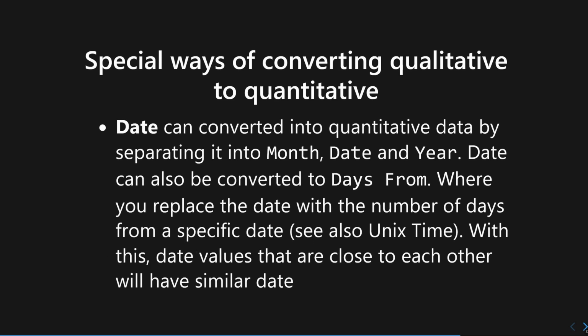But when you do that, date values that are close to each other will have similar encodings as well. So with any of these conversions, you will end up with a natural ordering, a natural encoding where you preserve similarity: similar dates will have similar encodings as well.